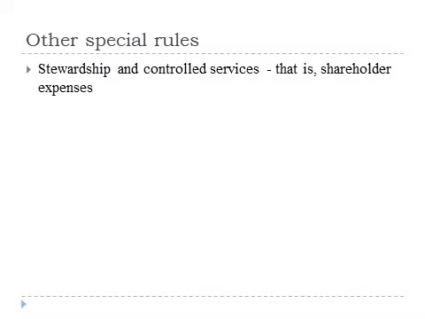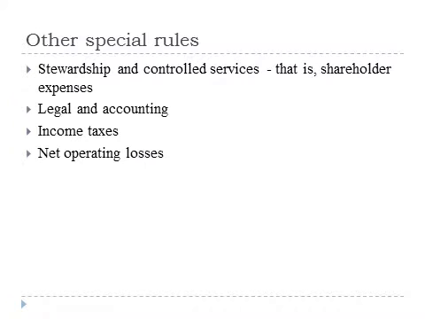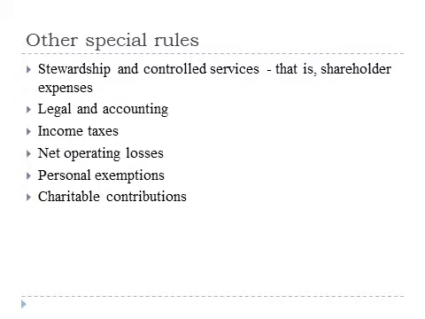There are more special rules covering different types of deductions. These rules are set out in the regulations and are covered briefly in the text. We will not be covering these rules in this course, but you should be aware that they exist. These special rules relate to the following types of deductions. Stewardship and controlled services, that is, shareholder expenses, legal and accounting expenses, income taxes, net operating losses, personal exemptions, charitable contributions.